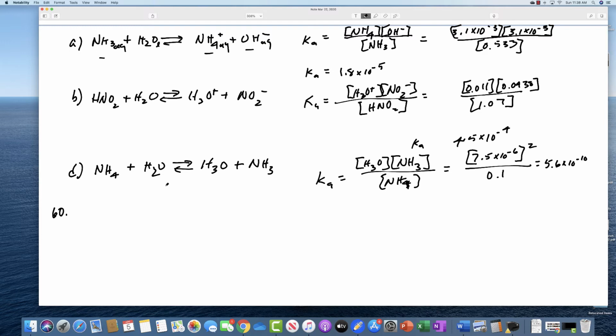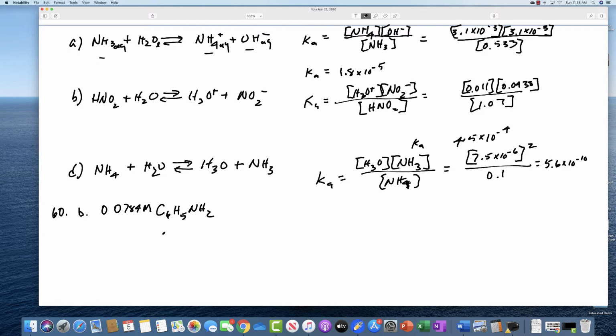B is 0.0784 molar C6H5NH2. Now this, when I just look at it, my sense is that this is going to accept a proton, so that this is a base, and indeed it tells you that this is a weak base.